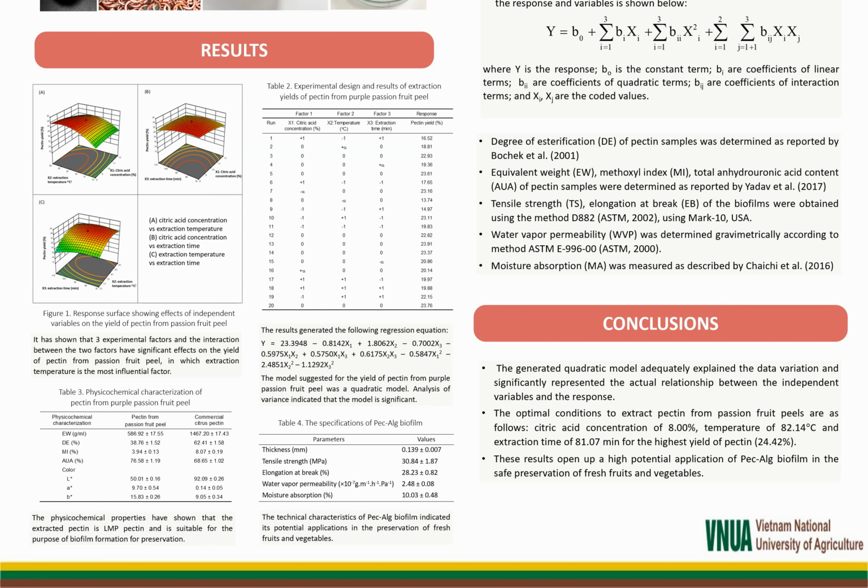Second, the optimal conditions to extract pectin from passion fruit peel are as follows: citric acid concentration 8%, temperature 82.14 degrees Celsius, and extraction time 81.07 minutes for the highest pectin yield. And thirdly, these results open up a high potential application of Pectin-Alginate biofilm in the safe preservation of fresh fruits and vegetables.